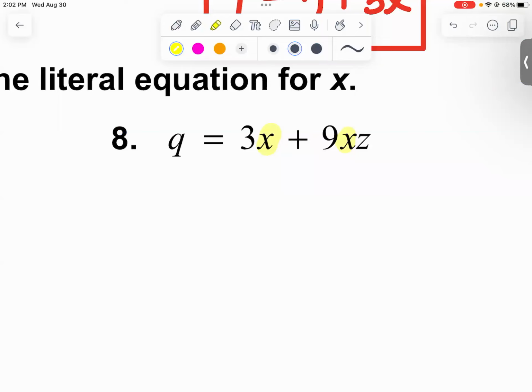You're gonna solve for y. We're gonna solve for x. If I'm gonna solve for x equals, I only need one x. So if I have two terms that both have x, what we can do is we can factor out the x.